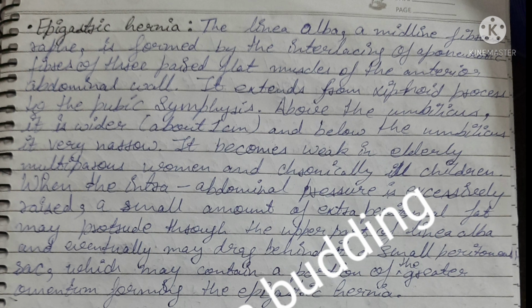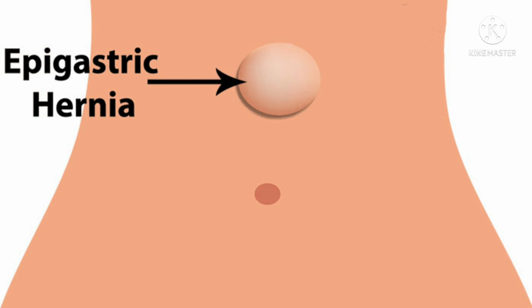and chronically ill children. When the intra-abdominal pressure is excessively raised, a small amount of the extraperitoneal fat may protrude through the upper part of the linea alba and eventually may drag behind it a small peritoneal sac which may contain a portion of greater omentum, forming the epigastric hernia. So now this diagram represents epigastric hernia.